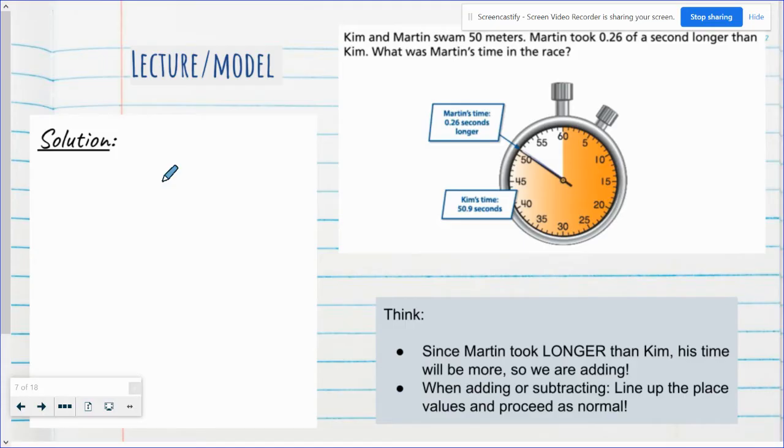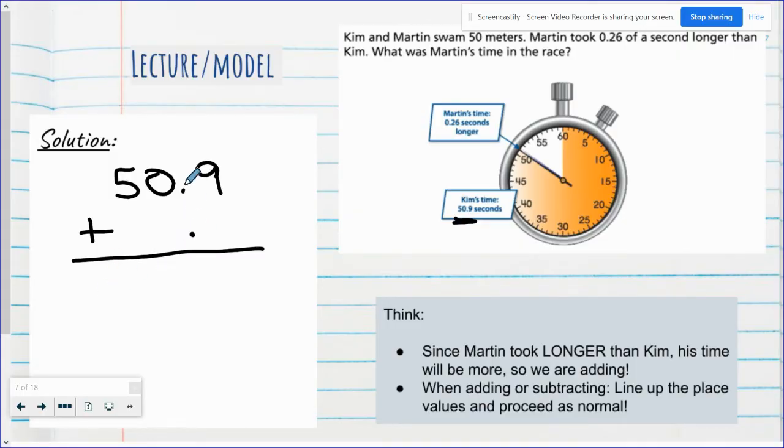All right, so I have here, Kim and Martin swam 50 meters. Martin took 0.26 seconds longer than Kim. What was Martin's time? So as we can see here, Kim's time was 50.9 seconds. So we're starting at Kim's time. If Martin's time was 0.26 seconds longer, that means we're going to be adding something. We're going to be adding 0.26 seconds.